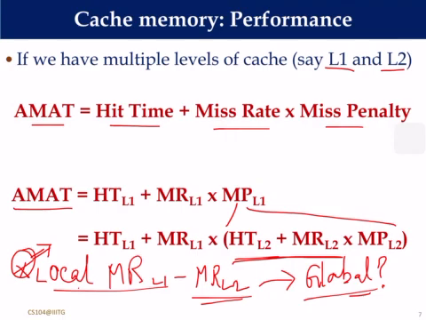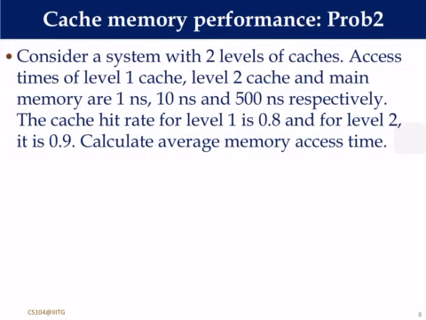Okay, moving ahead, let us solve a problem. Rather, we'll be solving two problems on multiple levels of caches, 2 levels of cache. You can go through the question. We are given a system with 2 levels of cache, L1 and L2, just what we have seen, and a main memory. Everything is given. The access time, that is the hit time, for L1 is 1 nanosecond, L2 is 10 nanoseconds, and main memory is 500 nanoseconds.